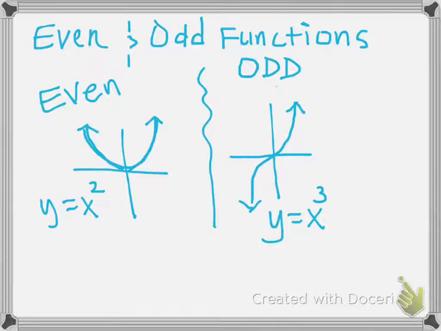This video is about even and odd functions. Even functions are symmetric to the y-axis. Remember that this is the y-axis. They are symmetric to the y-axis. Odd functions are symmetric to the origin. This is the origin, (0, 0), right?